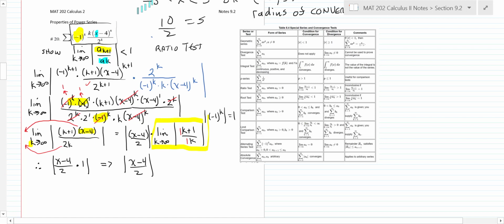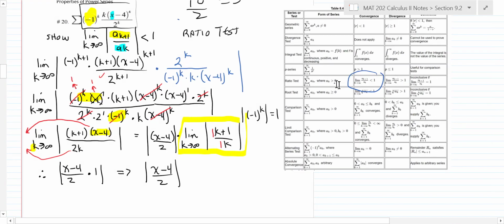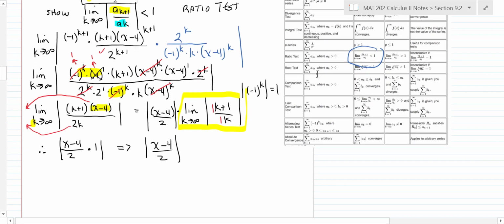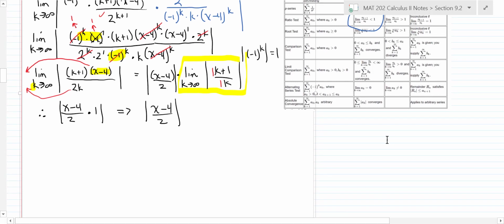So what we do now is we try to show that this thing's less than 1. So this thing is going to converge by the ratio test. If you look at the ratio test, the condition for convergence really is that the limit that we just did has to be less than 1. Now we're doing an absolute value because we're going to end up coming up with an interval on that.